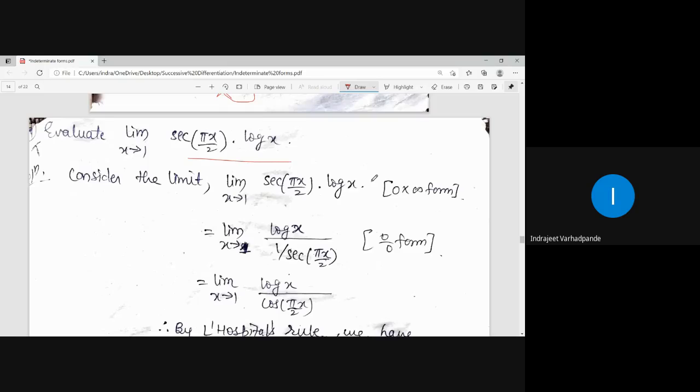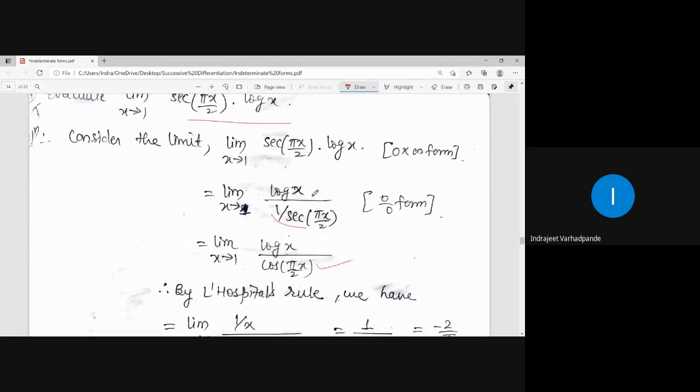So what is convenient for us to bring to the denominator? Sec of pi x by 2. 1 by sec will become cos, right? So this is how we will be evaluating. Do not disturb log. Log can be easily converted to the zero form by taking the differentiation, right? So that is how the simplification will go.